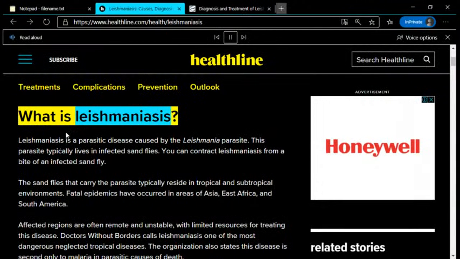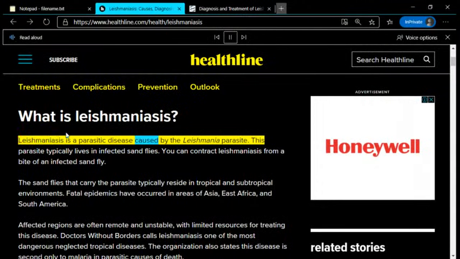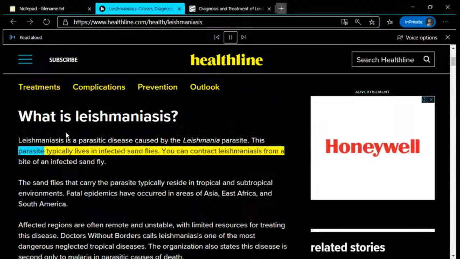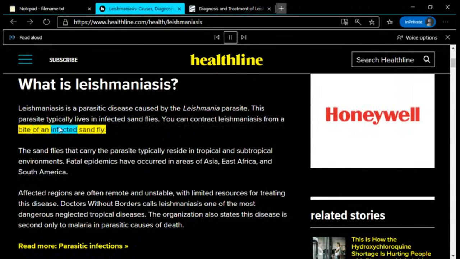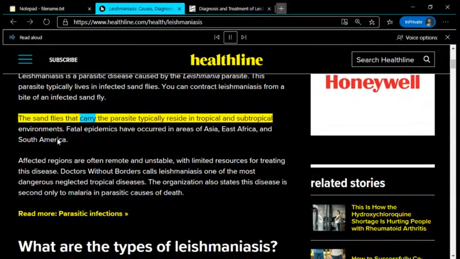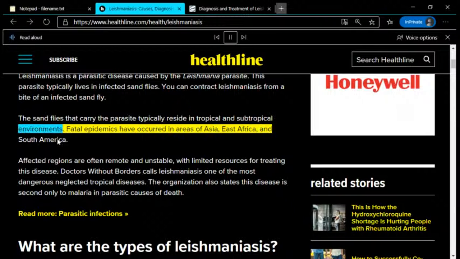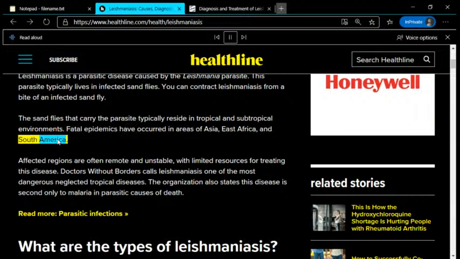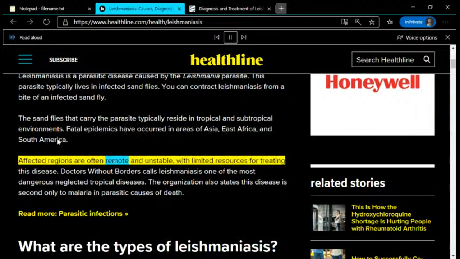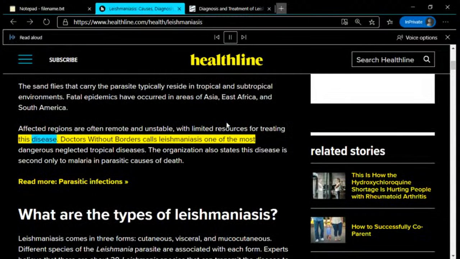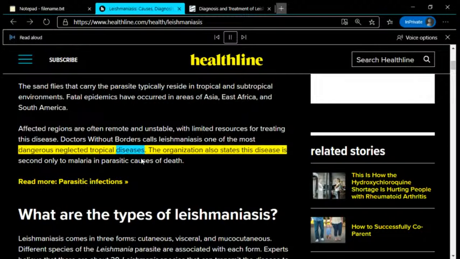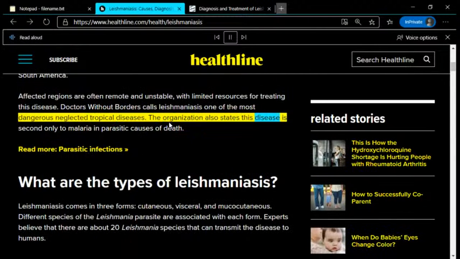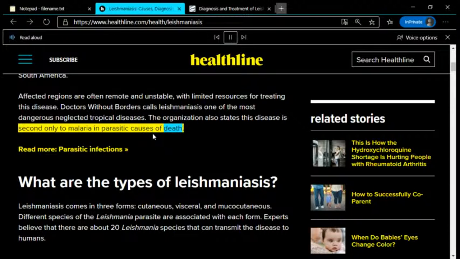What is leishmaniasis? Leishmaniasis is a parasitic disease caused by the leishmania parasite. This parasite typically lives in infected sandflies. You can contract leishmaniasis from a bite of an infected sandfly. The sandflies that carry the parasite typically reside in tropical and subtropical environments. Fatal epidemics have occurred in areas of Asia, East Africa, and South America. Affected regions are often remote and unstable, with limited resources for treating this disease. Doctors Without Borders calls leishmaniasis one of the most dangerous neglected tropical diseases. The organization also states this disease is second only to malaria in parasitic causes of death.